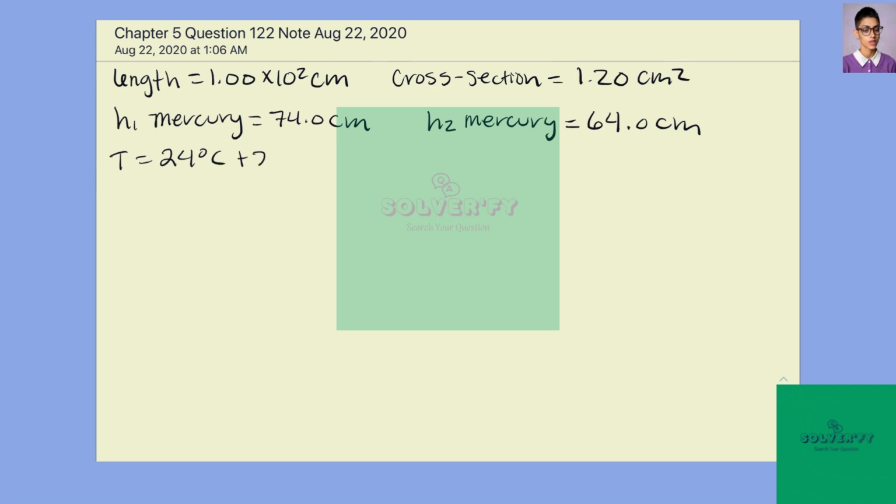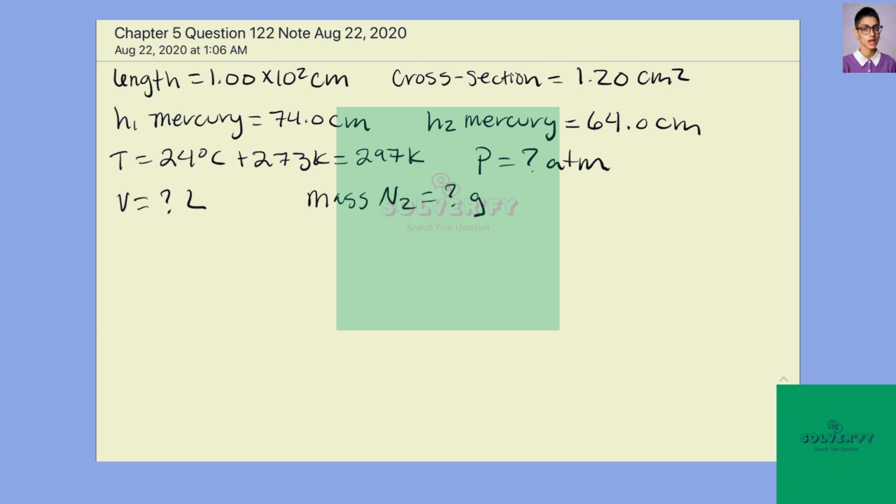I'm just going to add 273 Kelvin to this. So our temperature is going to equal 297 Kelvin. So we need to figure out what our pressure in atmospheres is, and then we also need to figure out the volume in liters. And we are asked to find the mass of nitrogen in grams.